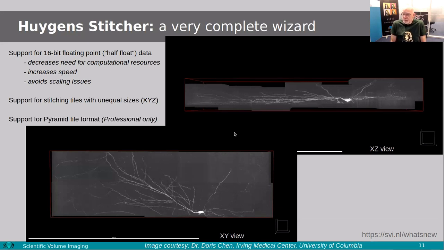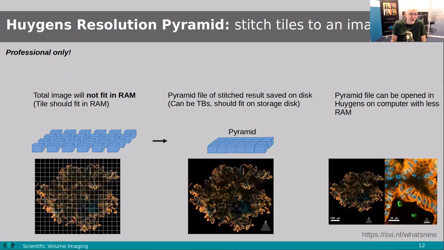And then last but not least, we support a pyramid file format. And in the wizard of the stitcher, this really has a big advantage because you can stitch data that doesn't fit in the RAM of your computer. That could already be done with a memory mapped file, but this facilitates it much better. So if the total image will not fit in the RAM, but just a few tiles will, you can still stitch this image. Then the image is saved as chunks on your disk. And this can be a terabyte dataset, as long as it fits on your storage disk.